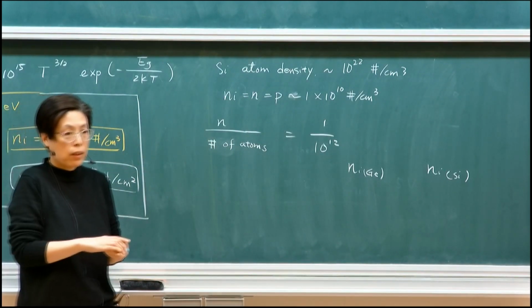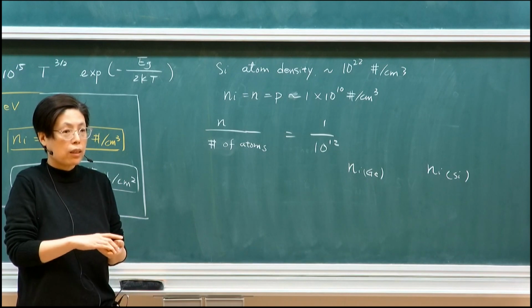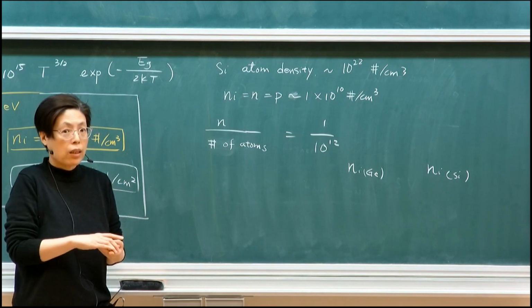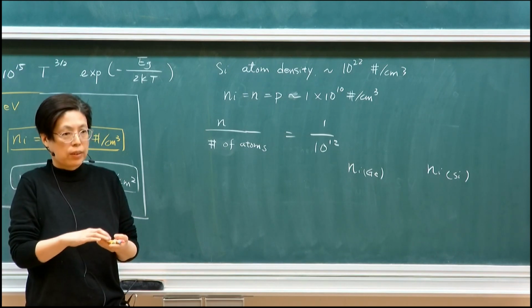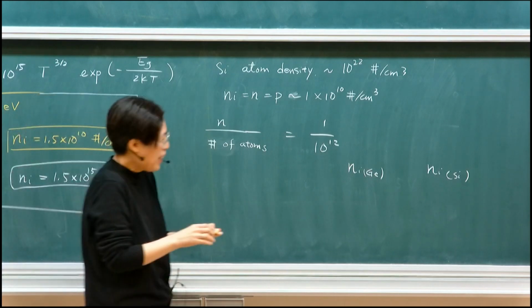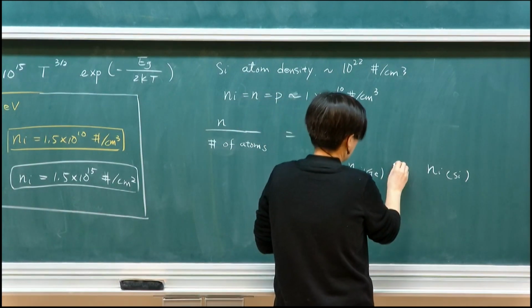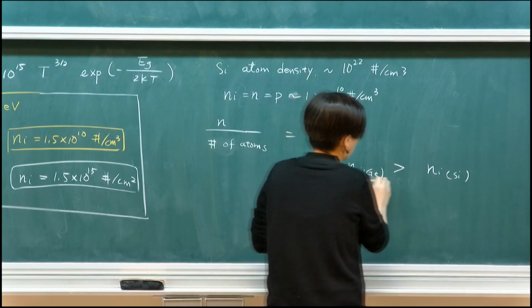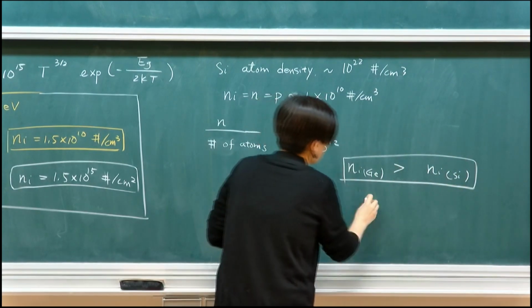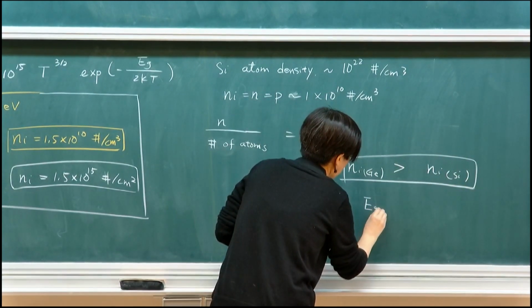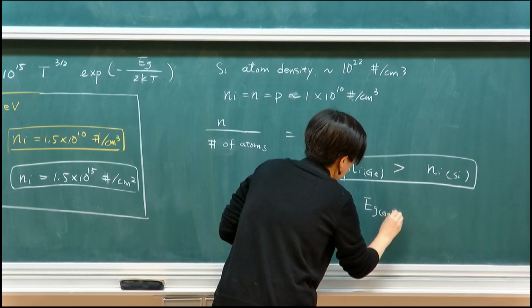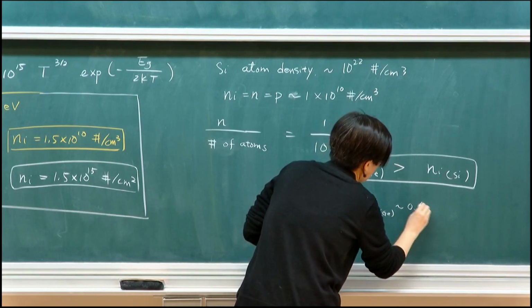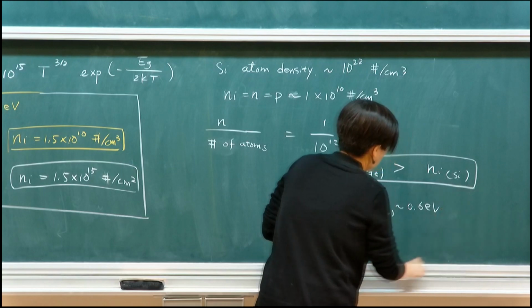Silicon will be higher? The intrinsic density? You think? No, you guessed wrong, sorry. So this will be much higher. The intrinsic carrier density for germanium will be much higher. The reason is that Eg of germanium is approximately 0.6 eV, and silicon's is much higher.